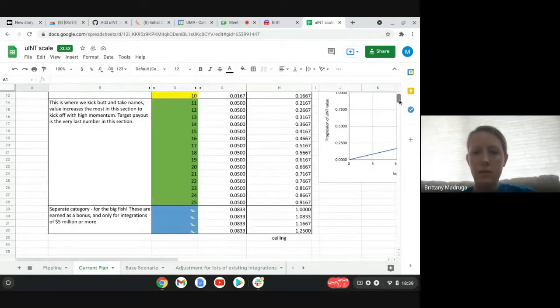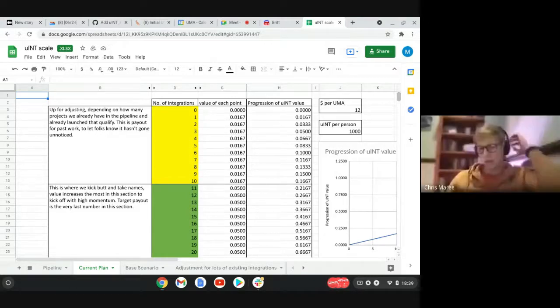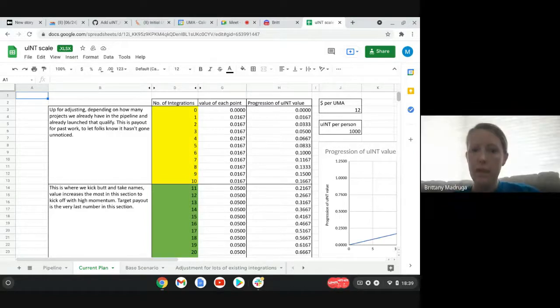I took your feedback and tried to come up with something that was more along the lines of what you were saying. Rather than thinking about it in terms of payout, it was just, what value do we assign to UINT? Because it sounds like the way we want to do it is have the number of integrations be pre-vetted on the Discord by the UMA team. As each one comes live, we'll discuss it and talk about whether it is an integration or not. So there will be a live count, a tally, of how many integrations we've achieved.